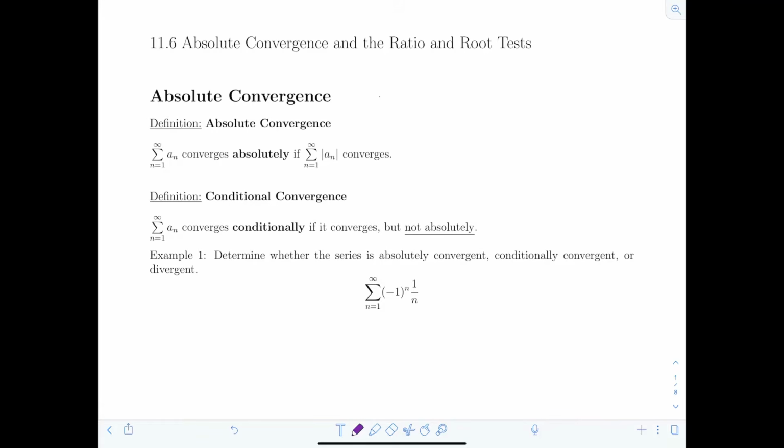Calculus students, this video is going to cover absolute convergence and the ratio and root tests. So first, let's discuss absolute convergence. The definition is as follows.